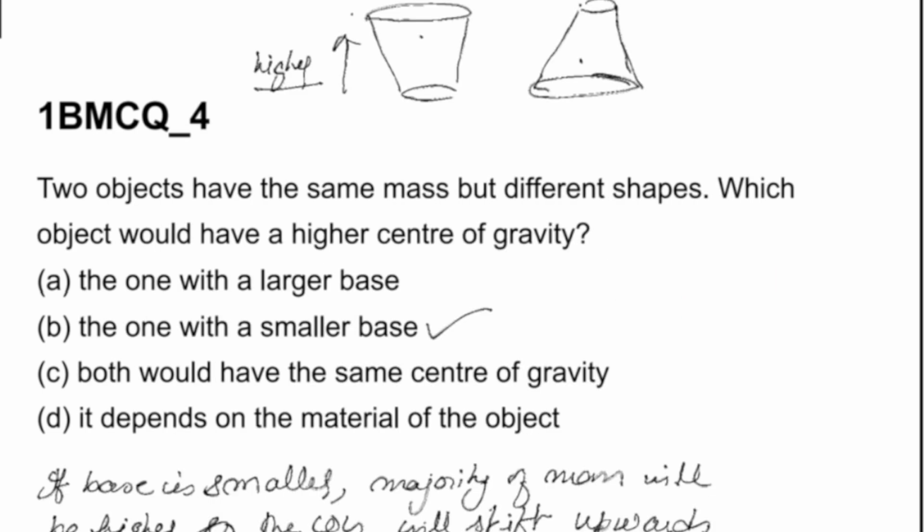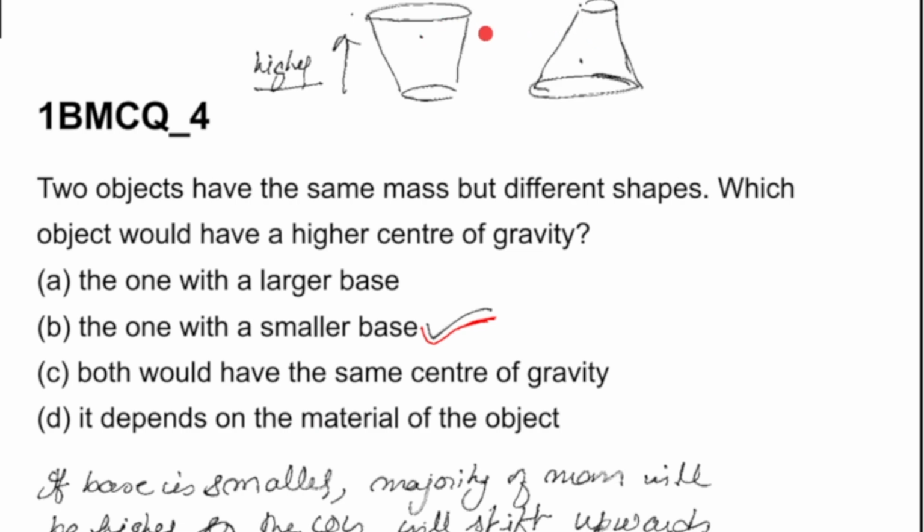Fourth, two objects have the same mass but different shapes. Which object would have a higher center of gravity? The one with the smaller base. See why the smaller base will have a higher center of gravity. So here are two shapes, two different shapes. Okay, so I've just flipped it.